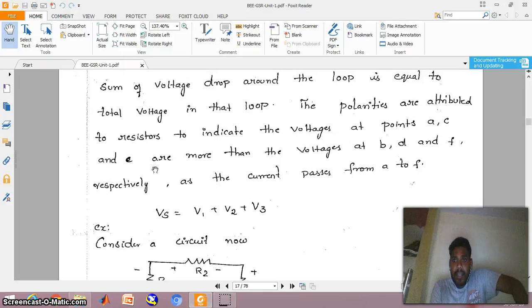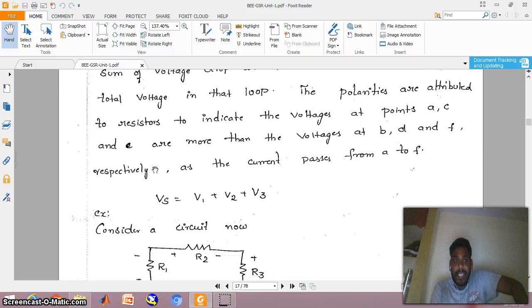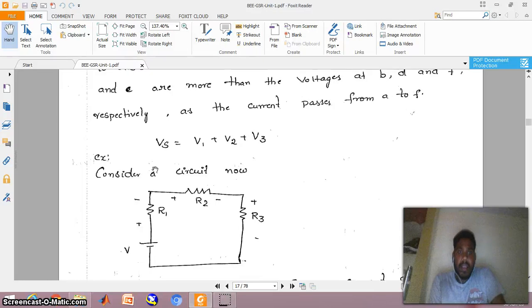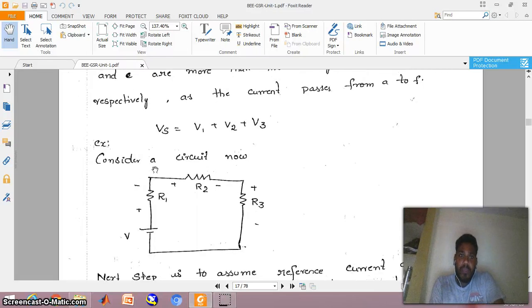The polarities are attributed to resistors to indicate that the voltages at points A, C, and E are more than the voltages at B, D, and F respectively. As the current passes from A to F, the source voltage is equal to the drop voltages. Vs is equal to the drops. Four elements are there: one is the source and the other three are the loads. Here three resistances are there: R1, R2, R3.